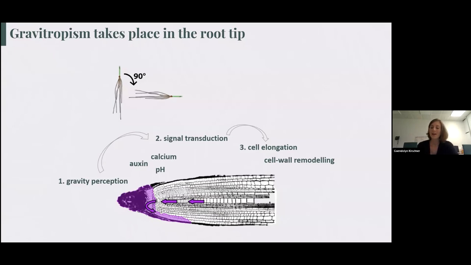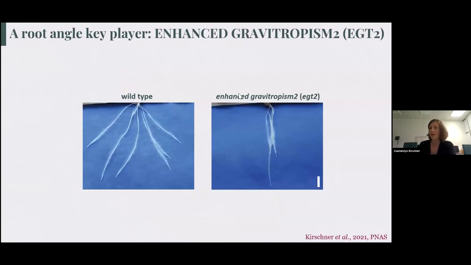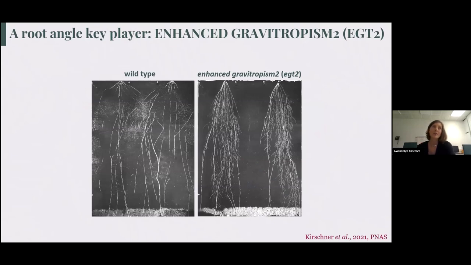Previously, we have identified a main player in root gravitropism and root angle regulation in barley that we called enhanced gravitropism 2. In comparison to wild type, where we see this kind of widespread root system with wider angles, we see steeper angles only of the roots in the enhanced gravitropism 2, or EGT2, mutant. This phenotype was very stable and also held true in soil. You can see here soil-filled rhizotrons, and the wild type on the left, which has a very wide root system, and then on the right, the EGT2 mutant with a very steep root angle. Even in other root types, you can see here the older crown roots, as well as the lateral roots, that have steeper root angles.